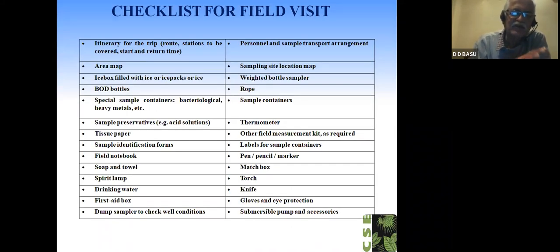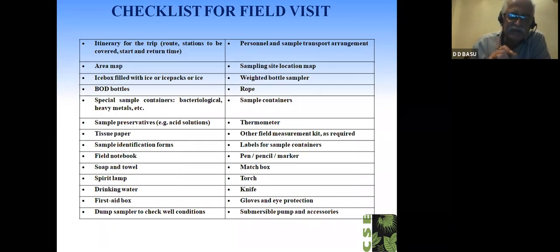So what are the things you should take? I am telling you. The itinerary for the trip, where your stations are, everything that is there, and then the area map, an ice box filled with ice, BOD bottles, special sample containers, bacteriological containers, and containers for heavy metals. For heavy metals you have to add some acid also. What are the preservatives you have to add, tissue paper, sample identification forms, right? You have to do these things.